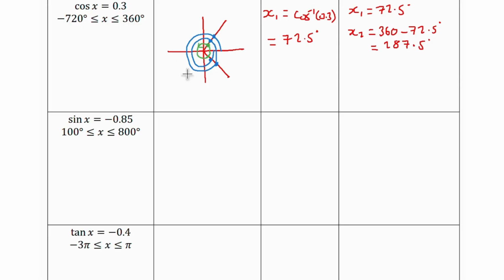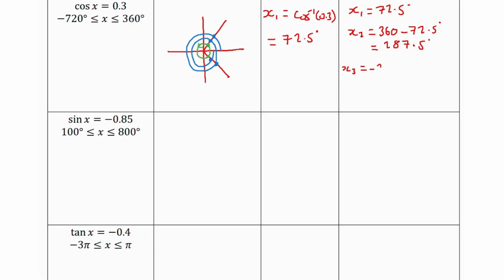And then to find the other 4, I could keep going backwards and find them, but actually another nice thing about these trig functions is they repeat every 360 degrees. So actually I can just take 360 off of each of these. So I can find the third one by doing 72.5, take away 360.